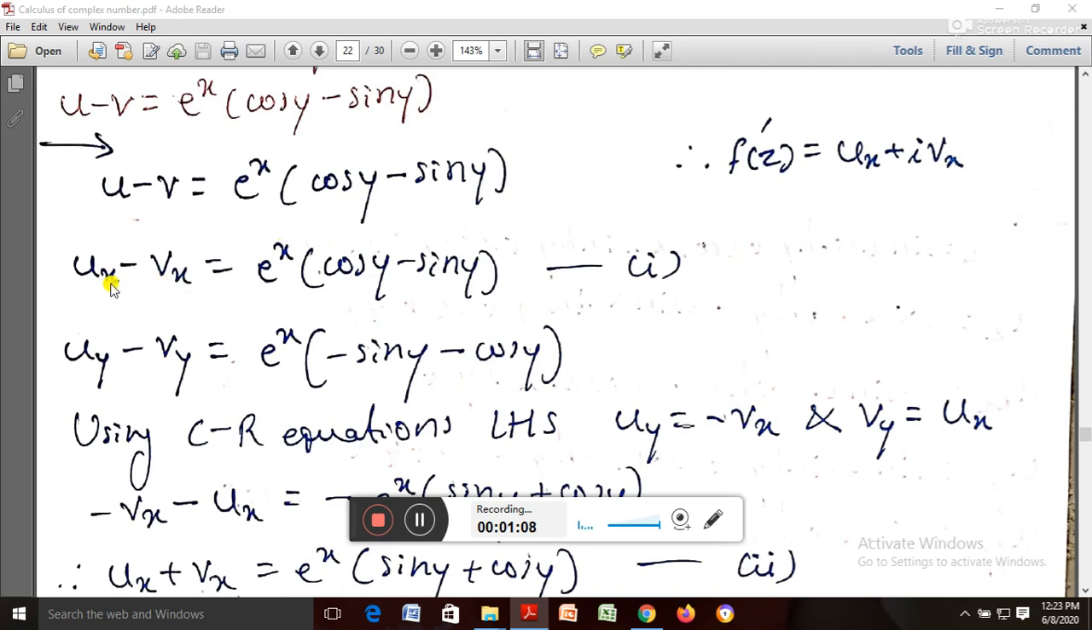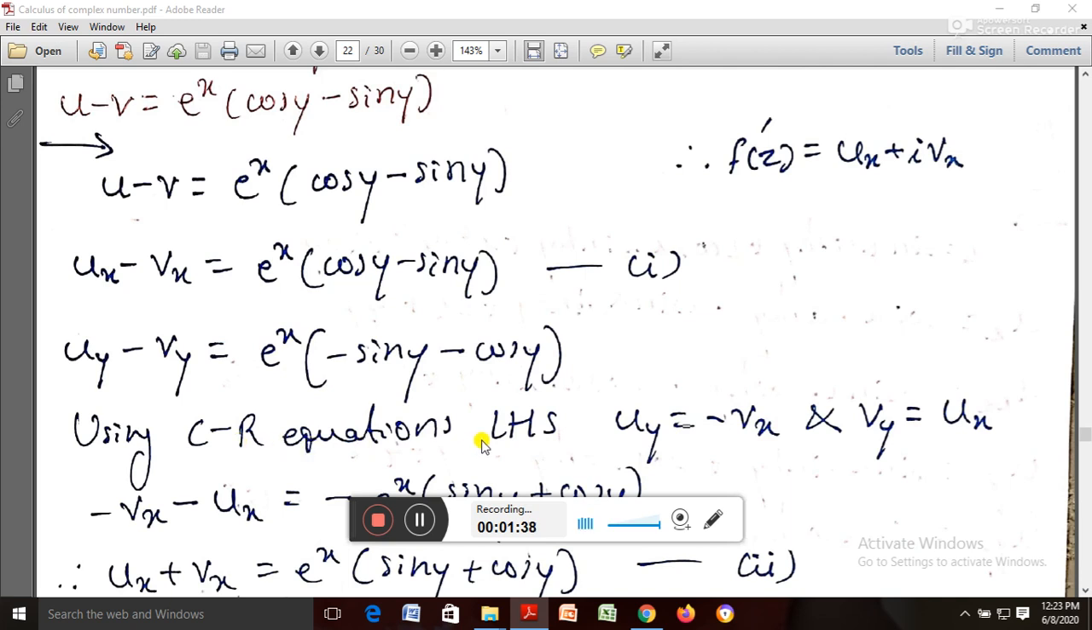Differentiate equation 1 partially with respect to x, we get ux minus vx equal to, e raised to x is the variable, constant, differential of e raised to x is e raised to x, cos y minus sin y. Similarly, differentiate partially with respect to y, we get dou u by dou y minus dou v by dou y equal to e raised to x as it is, differential of cos y is minus sin y, and differential of sin y is cos y.